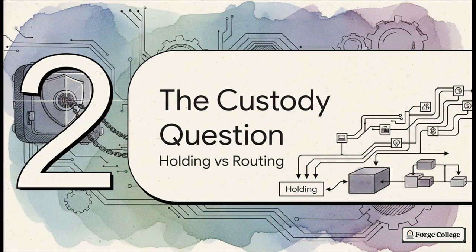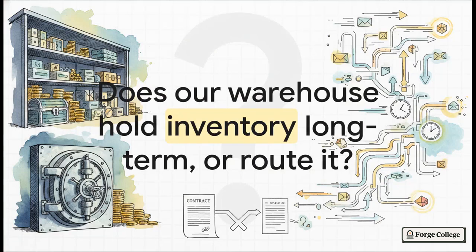Which brings us right to Section 2, the custody question, holding versus routing inventory. This is, without a doubt, the most critical architectural decision you have to make before laying down any storage code. Does our warehouse actually hold inventory long-term, or just route it? You have to ask yourself, is your contract acting as an escrow vault guarding assets for months, or is it just a transient shipping router blinking funds through in a split second? Your answer fundamentally changes the entire shape of your state.